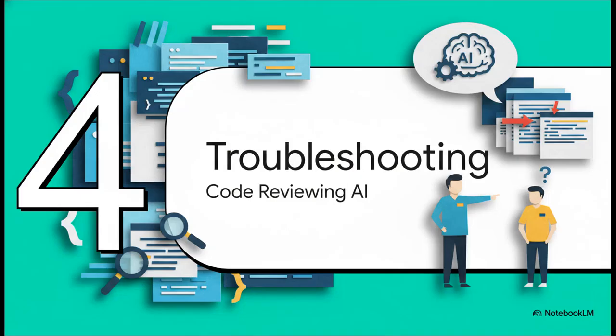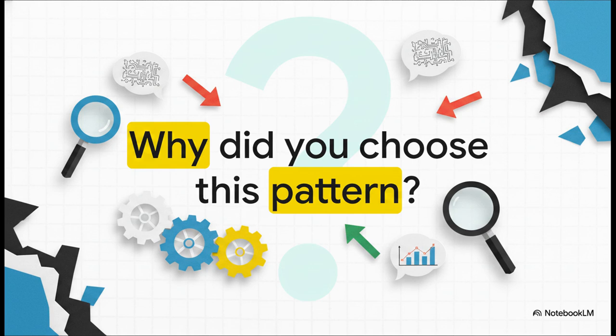Which brings us to Section 4, troubleshooting. This is where we start code reviewing your AI. During the code review phase, treat your AI exactly like a junior developer whose code needs a thorough, meticulous senior review. Never blindly trust the output.